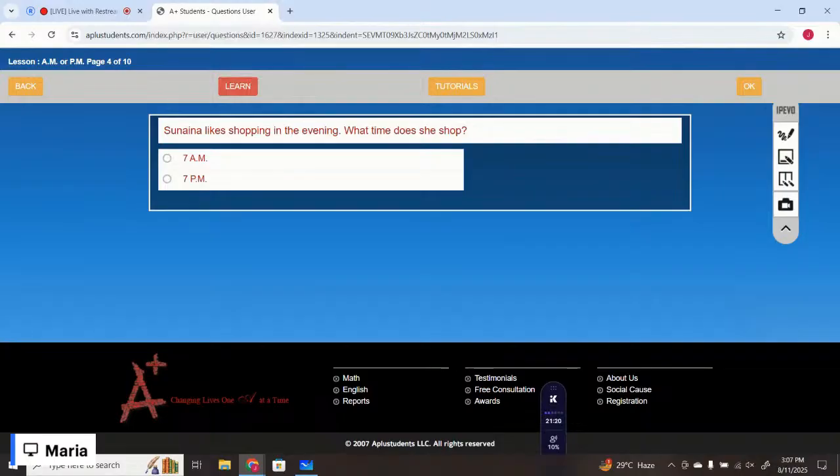So Rena likes shopping in the evening. What time does she go? So she goes in the evening, so that would be 7 p.m. Option number two is the correct option.